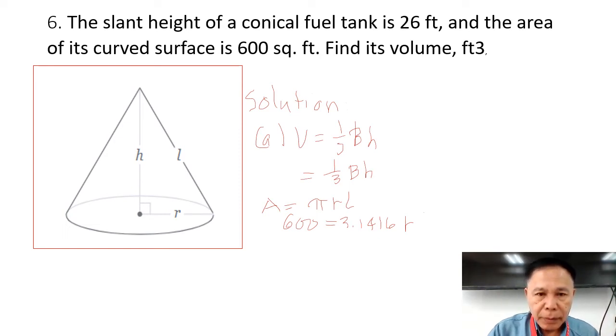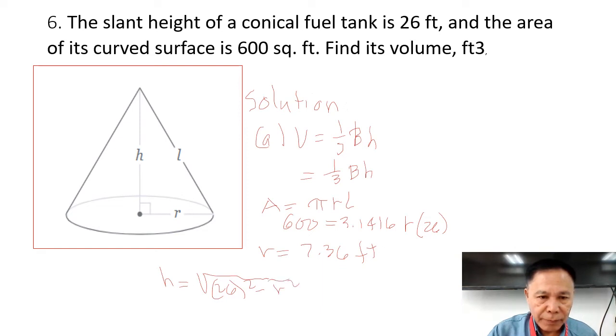Your L is given to be 26. So your R from this figure equals 7.36 feet. So your H is equivalent to the square root of 26 squared minus R squared, equivalent to the square root of 26 squared minus 7.36 squared. Your H should be equivalent to 24.5 meters.